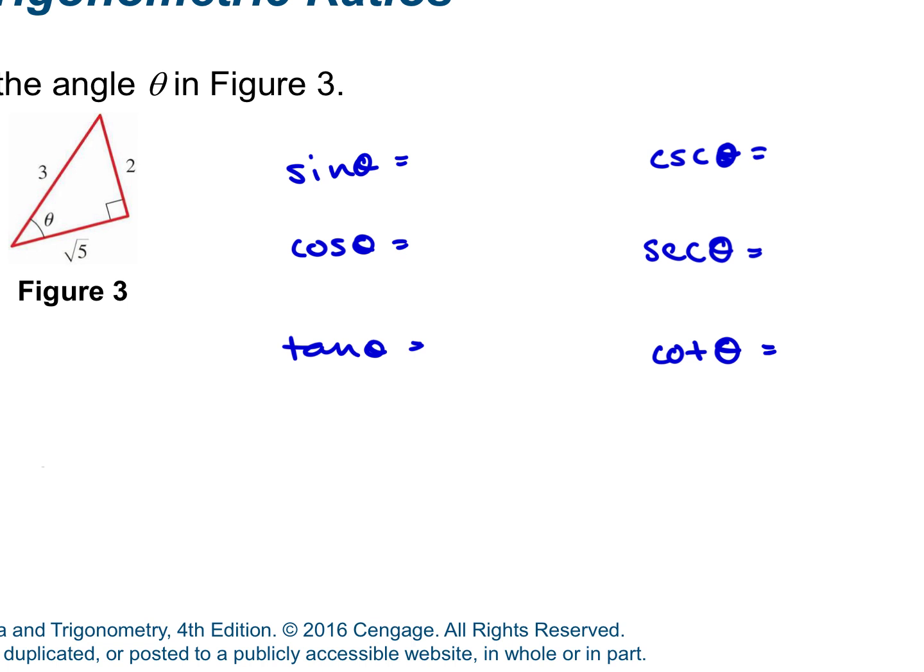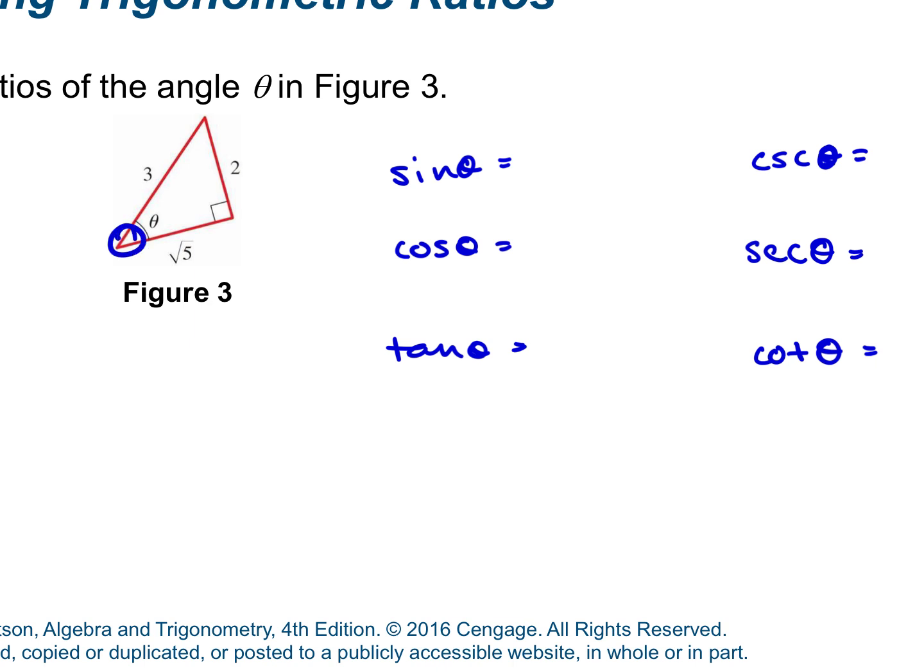So with theta being down here, what is 3? Is it the opposite, adjacent, hypotenuse? 3 would be our hypotenuse, perfect. What about 2? 2 would be our opposite, and square root 5 is adjacent. Awesome. I think it's super helpful to label everything first. That way you can just plug everything into your SOHCAHTOA.